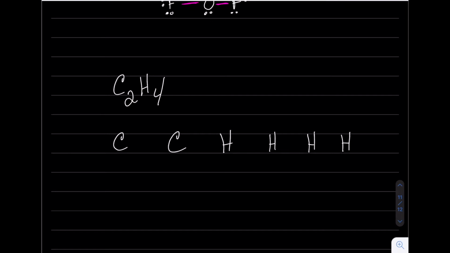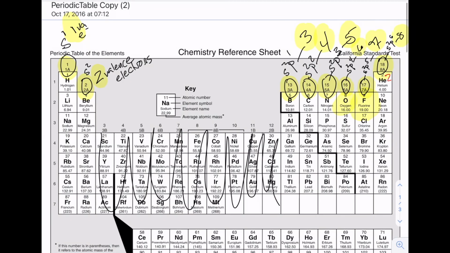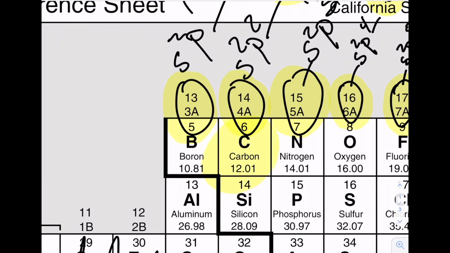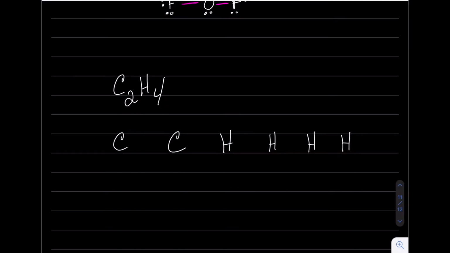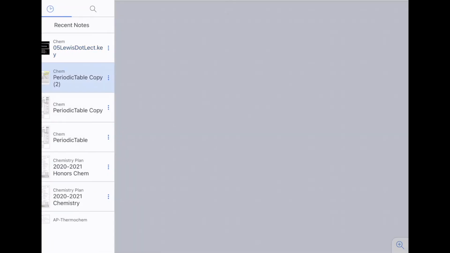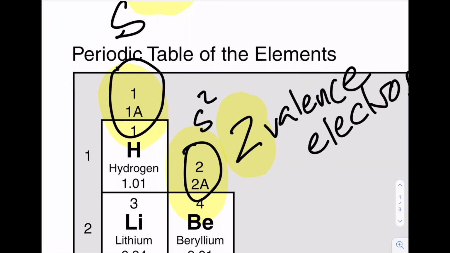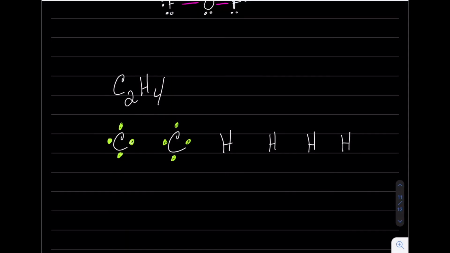All right, so let's see how many valence electrons carbon has. That's the C. So carbon is right here in group 4A, which means 4 valence electrons. 1, 2, 3, 4. None of them are paired up, which means they are all bonding electrons. So let's change that to green. And that'll be the same with the second carbon. All right, hydrogen is located in group 1A, which means 1 valence electron. They are also bonding electrons.